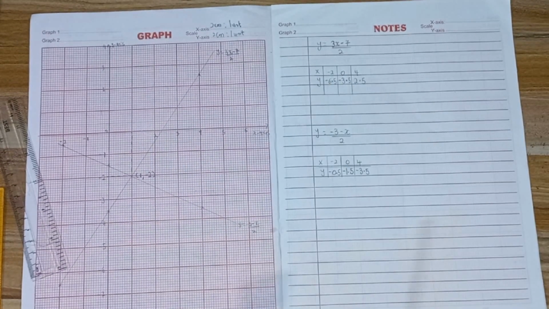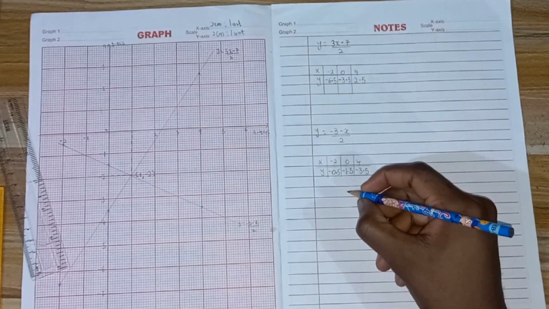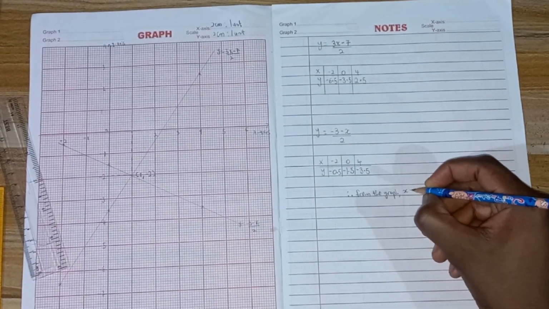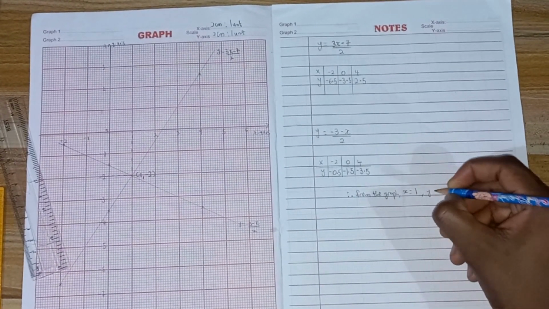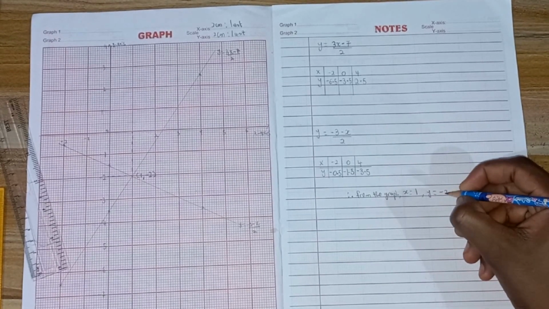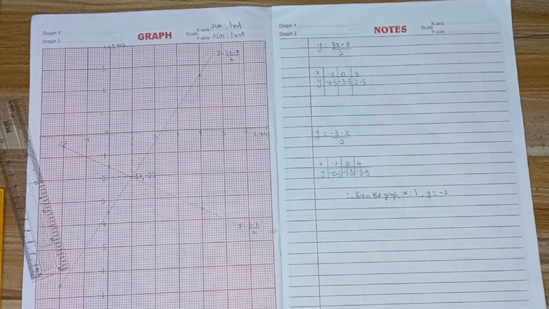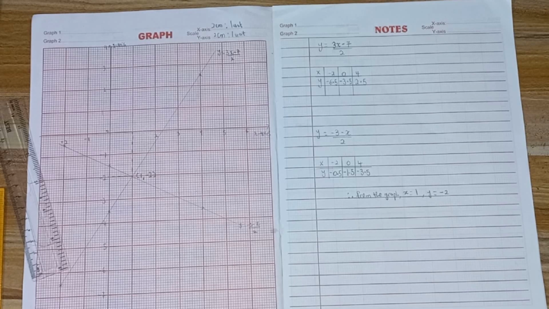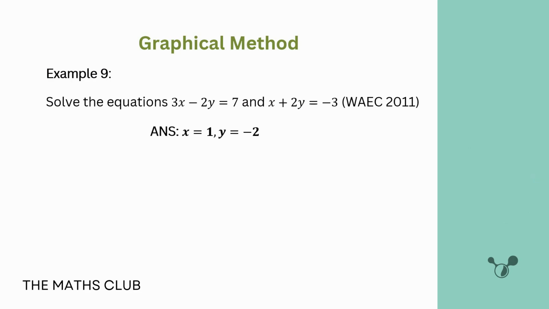So from the graph, we can say, therefore, x is equal to 1 and y is equal to -2. So this is how we actually solve a question like this using the graphical method. So we have x is equal to 1 and y is equal to -2. Great. So that is it about the graphical method.